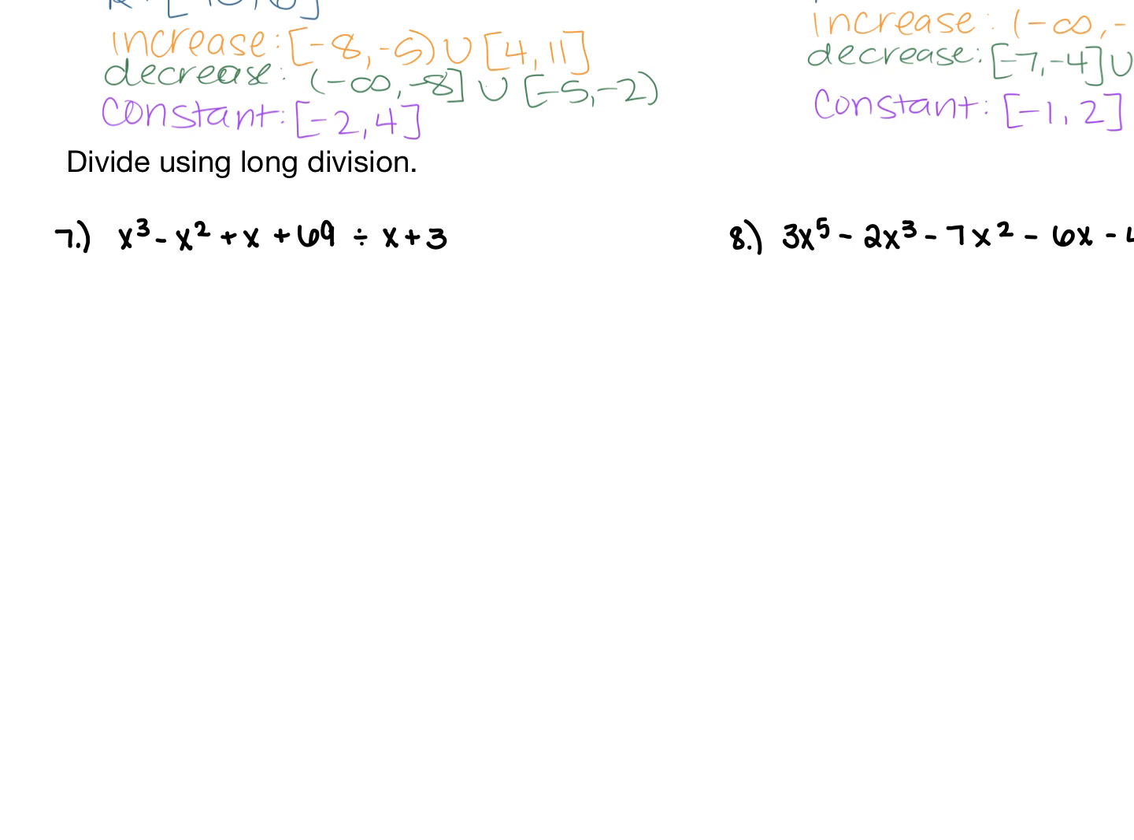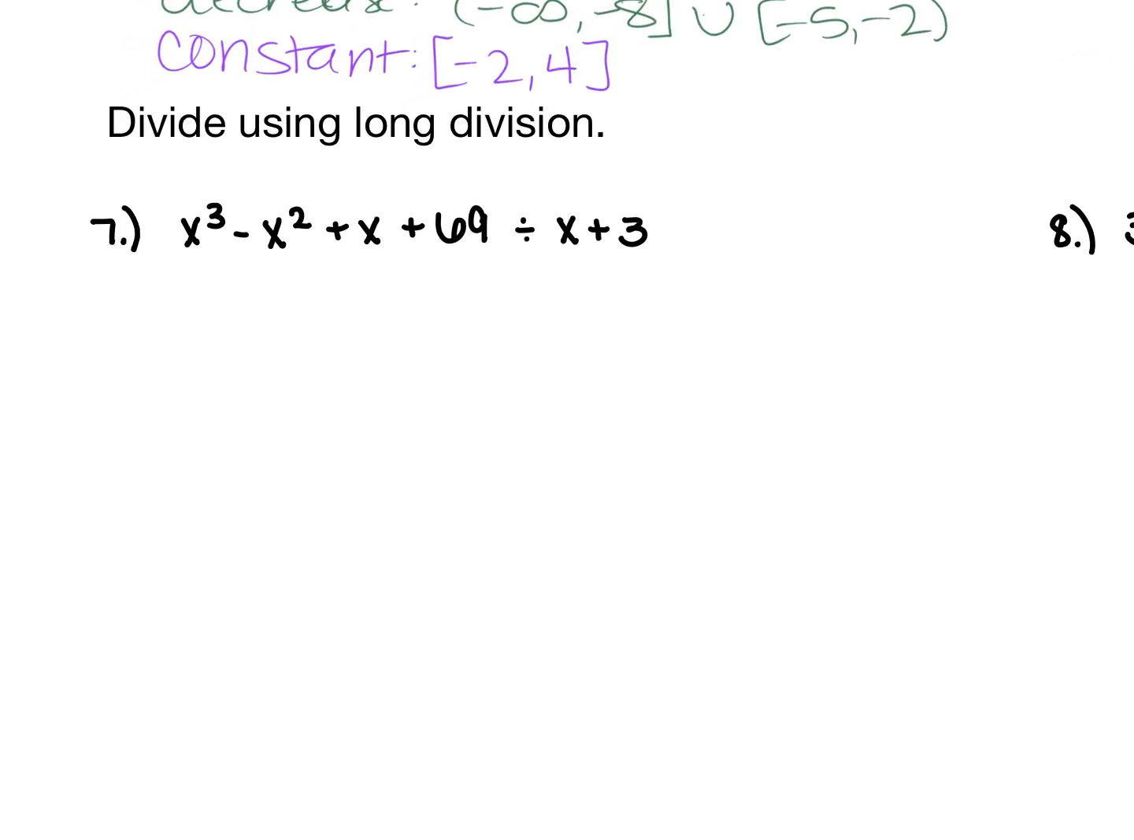For number 7, we have x cubed minus x squared plus x plus 69 divided by x plus 3. That x plus 3 is going to go on the outside. Your x cubed minus x squared plus x plus 69 is going to go on the inside. All of your powers are represented, so we don't have to add anything in. So I'm just going to rewrite this to have that x plus 3 on the outside, x cubed minus x squared plus x plus 69 on the inside.